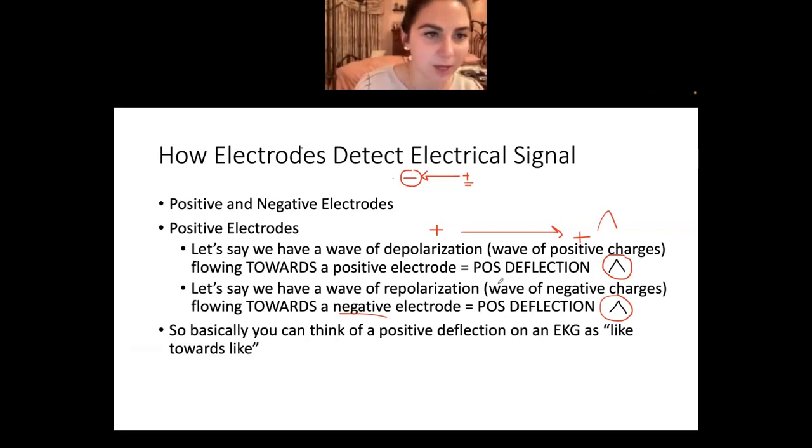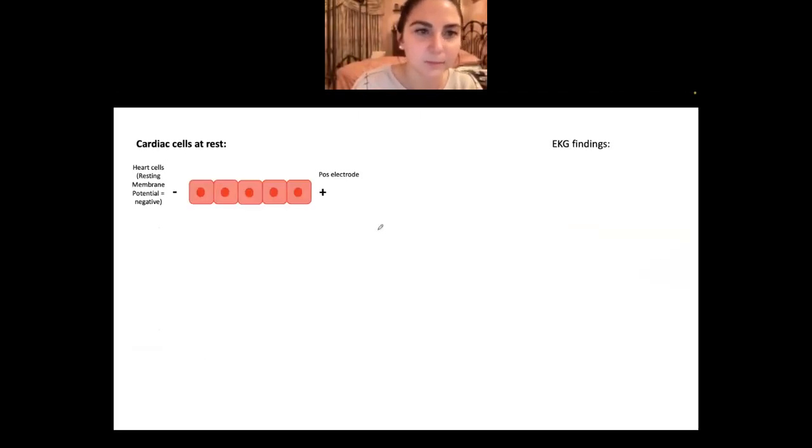And that's just another way that they can word it. But I always think of it as like towards like. So positives going towards positive, it's positive deflection. Negatives going towards negative, or technically away from positive, whatever, it's negative towards negative, positive deflection. Okay? So to visualize this, because that was just words.